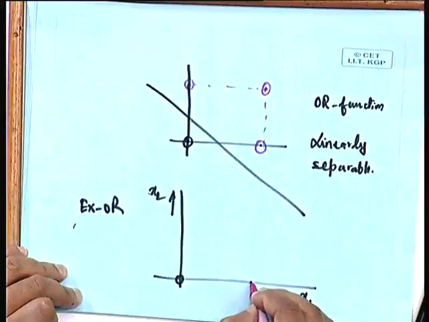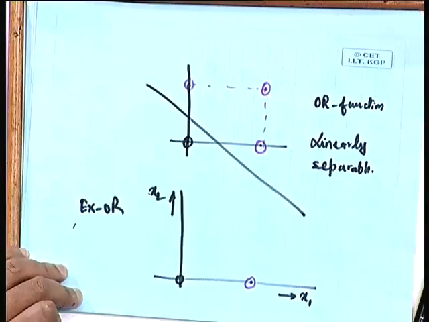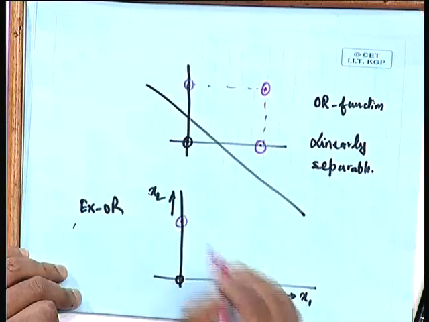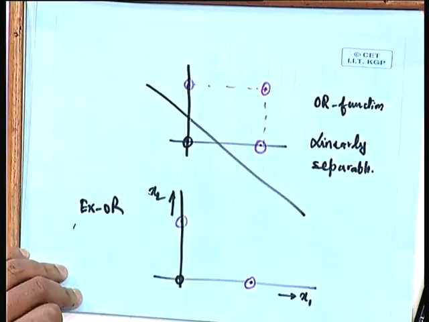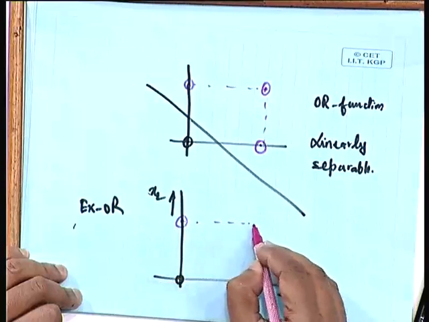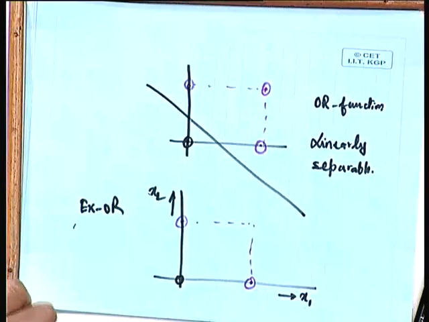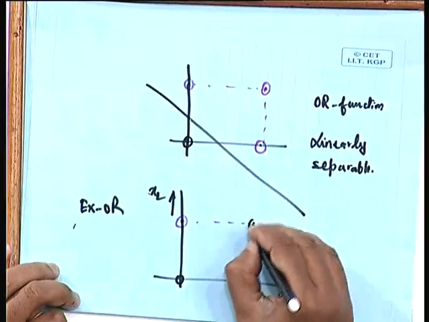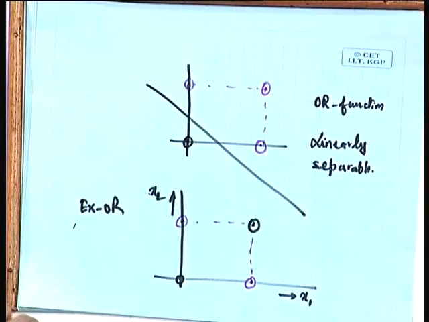When x1 is equal to 1 and x2 is equal to 0, output is 1. When x1 is equal to 0, x2 is equal to 1, output is 1, and when both of them are equal to 0, then the output is equal to 0, right. So, this is 0. Now, is this linearly separable?